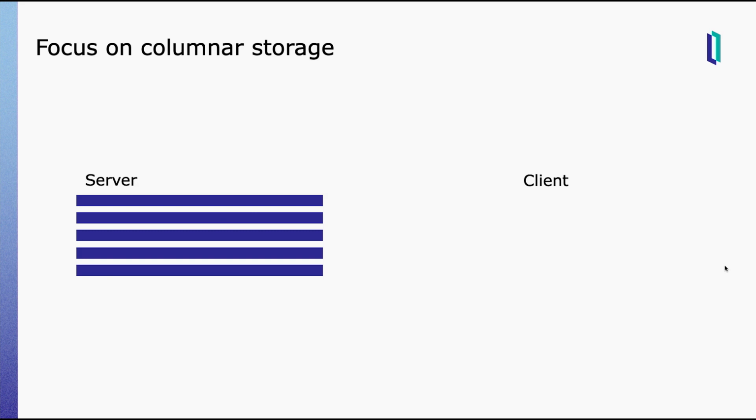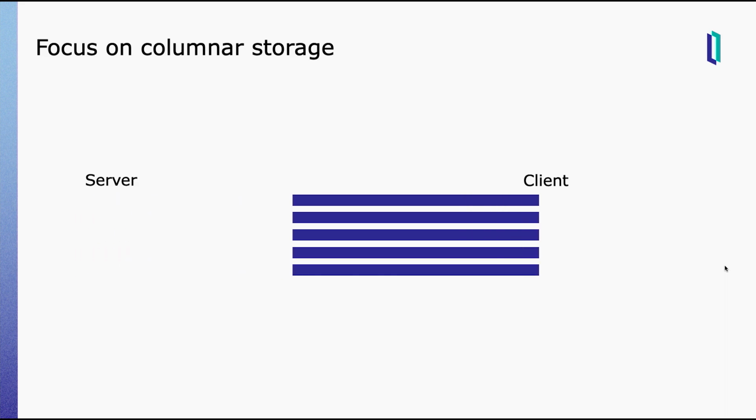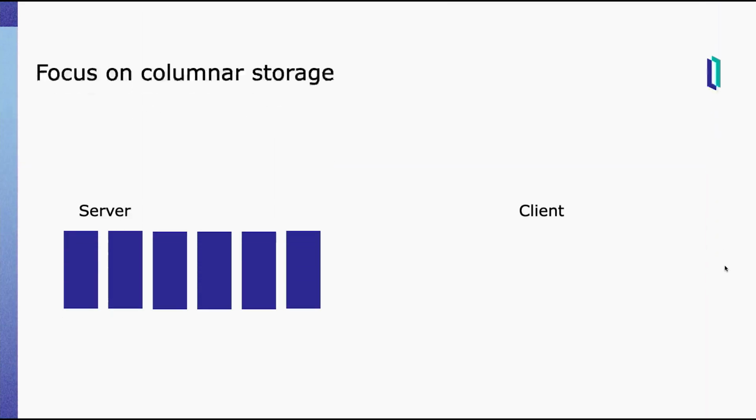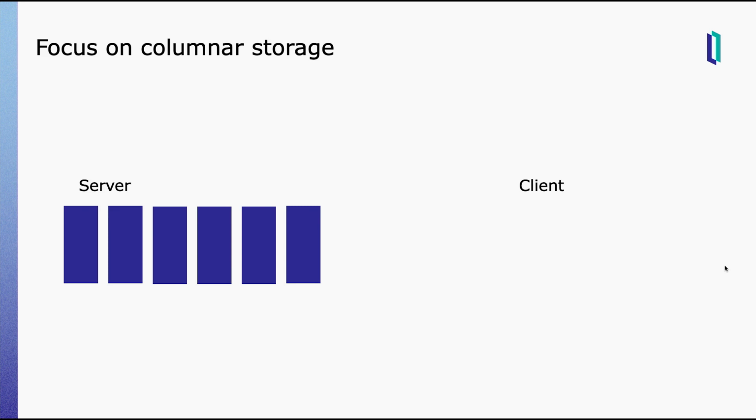So what happens if I have a server with a table which is row-based, right? These blue lines here are supposed to represent a row-based table. If a client tries to consume data from the server, what happens? Well, we can ship the row-based data directly, row by row, to the client, right? That's what you've been using for years in JDBC and ODBC.